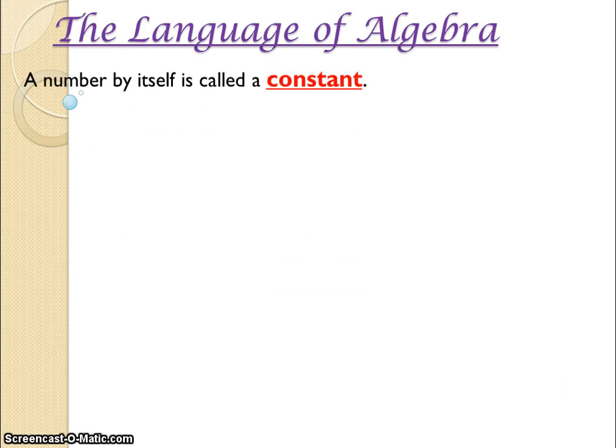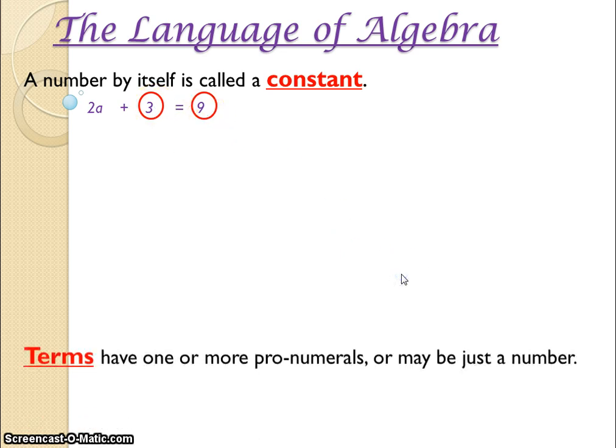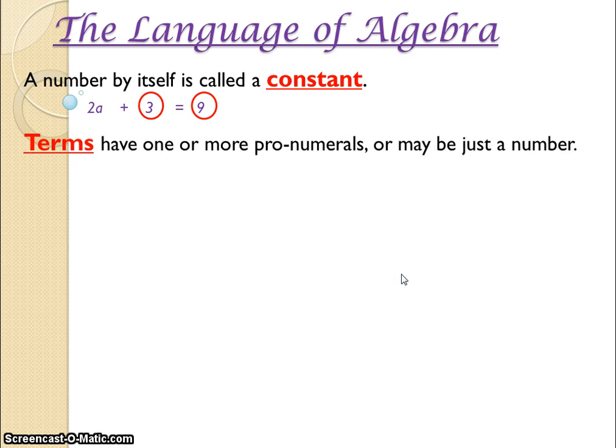First thing we'll look at is, in algebra, if we have a number by itself, it is called a constant. So in this example, we have two constants, 3 and 9. We speak of terms. Terms have one or more pronumerals, or it may just be a number on its own. So in the example we had up here, we have three terms. They are 2a, 3 and 9.